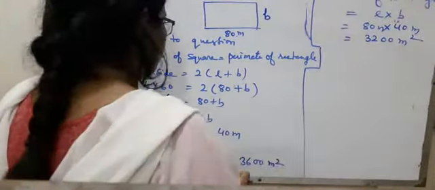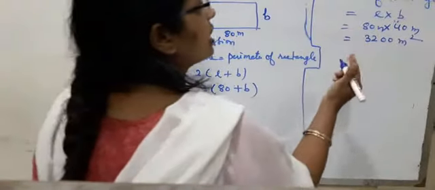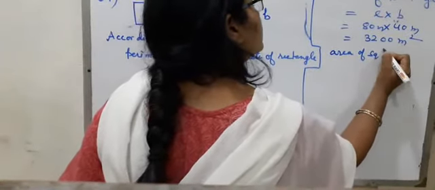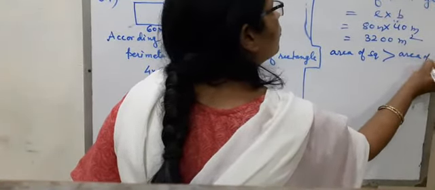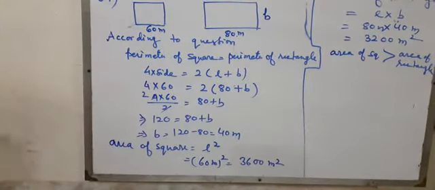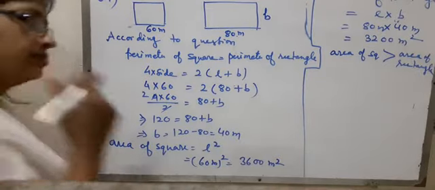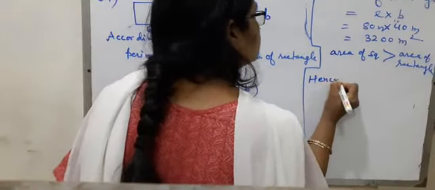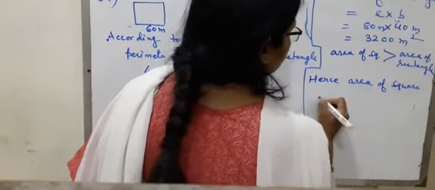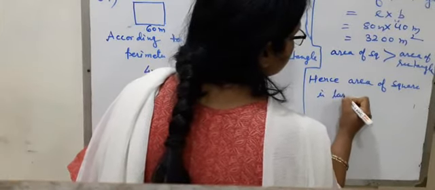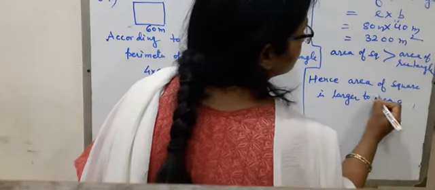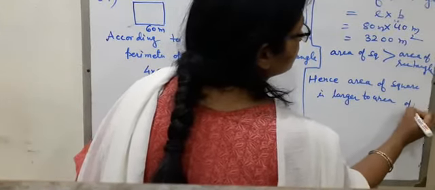So comparing area of square and area of rectangle, we find area of square is greater than area of rectangle. So we write here, hence area of square is larger than area of rectangle.